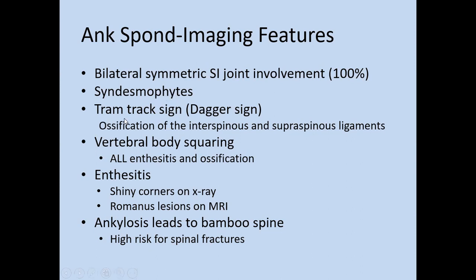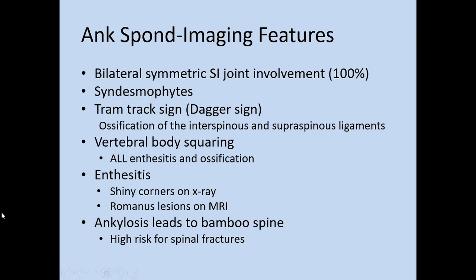In the advanced stages of ankylosing spondylitis, we may see what we call tram track appearance or the dagger sign appearance, which is basically just ossification of the ligamentous structures around the spine. That would give it the dagger sign appearance or the tram track appearance. The squaring of the vertebrae on radiographs is also a helpful imaging feature. And basically, the squaring of the vertebra happens due to the inflammation, enthesitis, and ossification of the anterior longitudinal ligament.